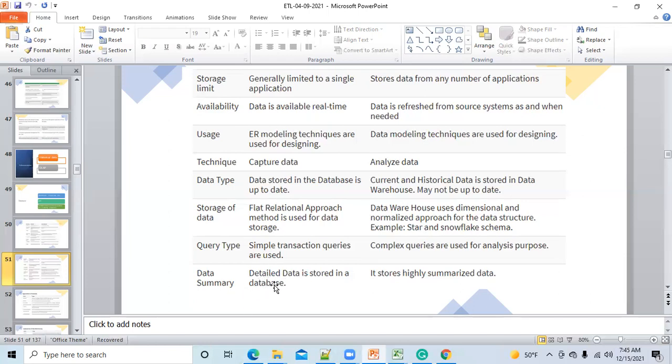Retail data is stored in the database. In the data warehouse we have highly summarized data, but in the database we have detailed data of daily transactions. So whatever transactions are happening, we will store each and every piece of data in the database.